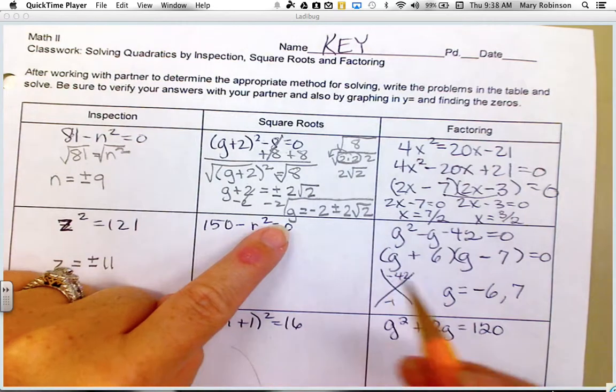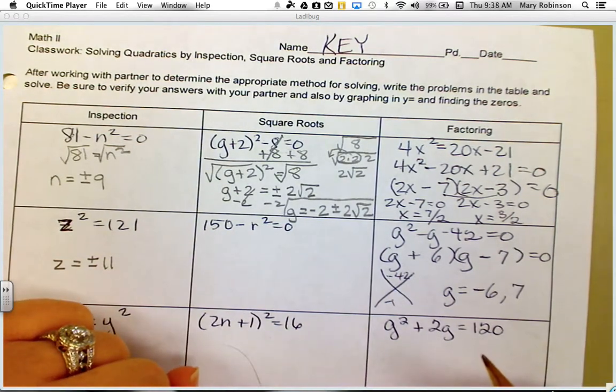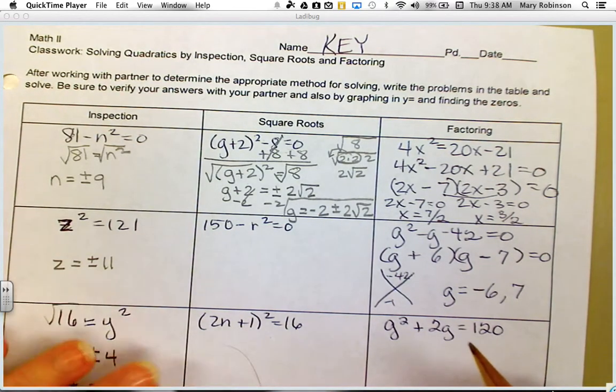But this is how we would leave our answer. Do not give me a decimal answer. All right?